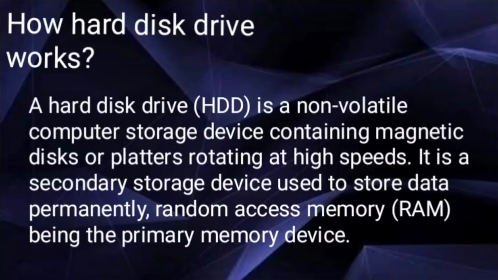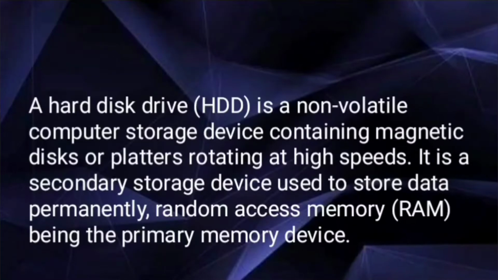A hard disk drive or HDD is a non-volatile computer storage device containing magnetic disks or platters rotating at high speeds. It is a secondary storage device used to store data permanently. Random access memory or RAM being the primary memory device.